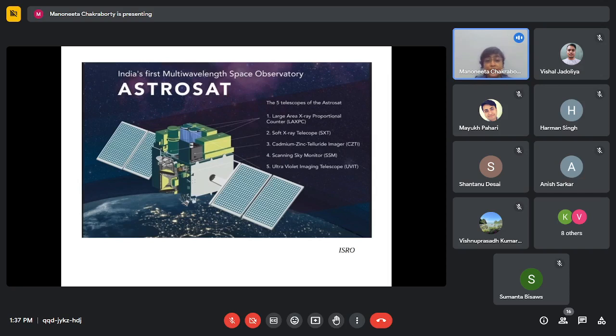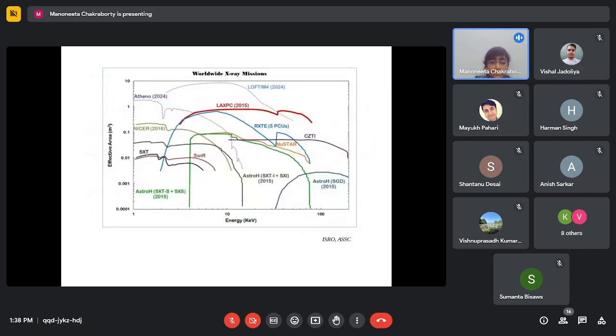It's a very unique mission which has 5 payloads, and as a result of that, using all these 5 payloads together, you could cover a large wideband wavelength range, as well as fast timing capabilities were there, which resulted in very, very exciting results. This is a comparison of the sensitivities, effective area, as a function of energy for the various missions that are there nowadays.